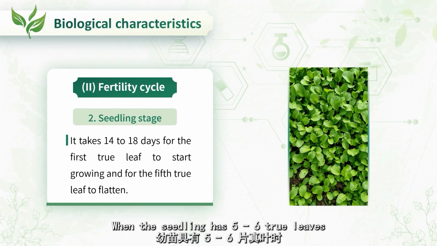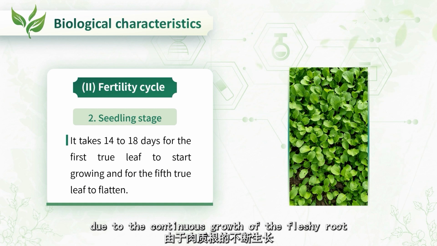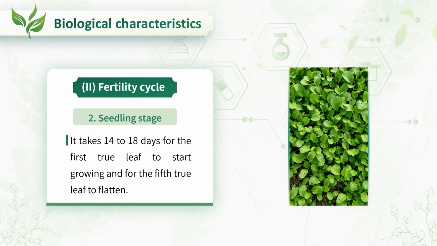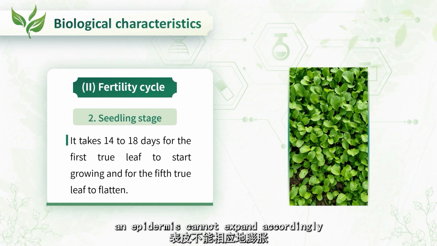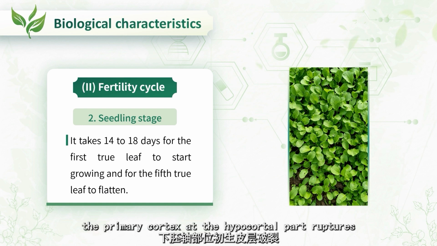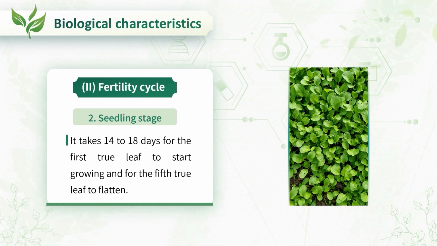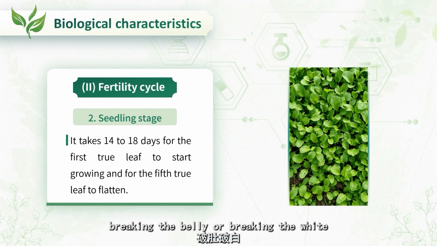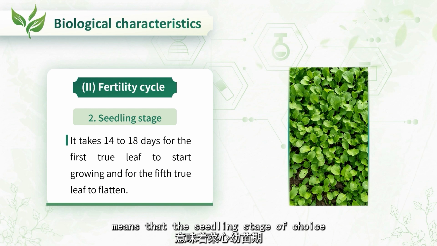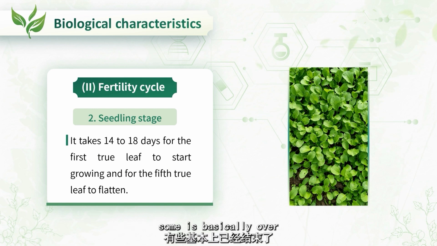When the seedling has 5-6 true leaves, due to the continuous growth of the fleshy root, its primary cortex and epidermis cannot expand accordingly. The primary cortex at the hypocotyl part ruptures, which is called breaking the belly or breaking the white. Breaking the belly means that the seedling stage of choy sum is basically over.